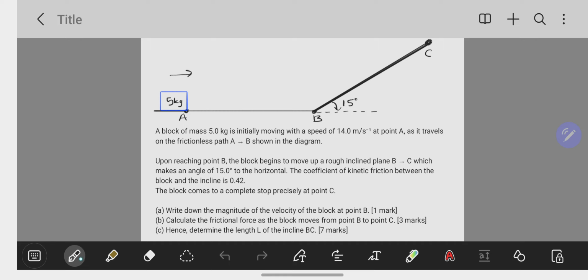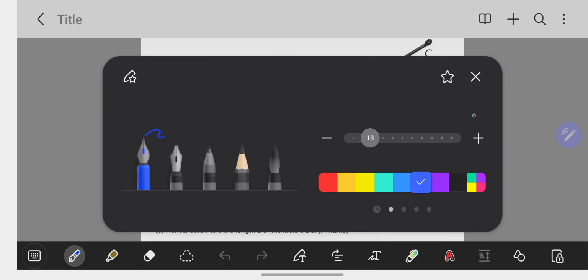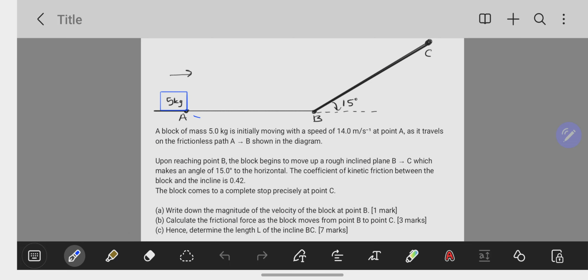Now, from A to B, there's no friction. Let me use this color. So right here, we don't have any friction, and we don't have any applied forces. So we don't have forces that are trying to speed up the block, and we don't have forces that are trying to slow it down. Which means the velocity will remain constant. Newton's first law. So at B, we will still have the 14 meters per second, the initial velocity at A.